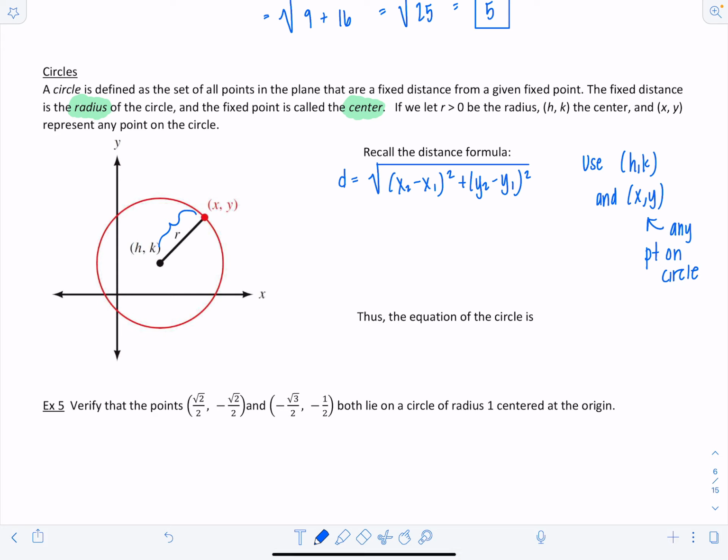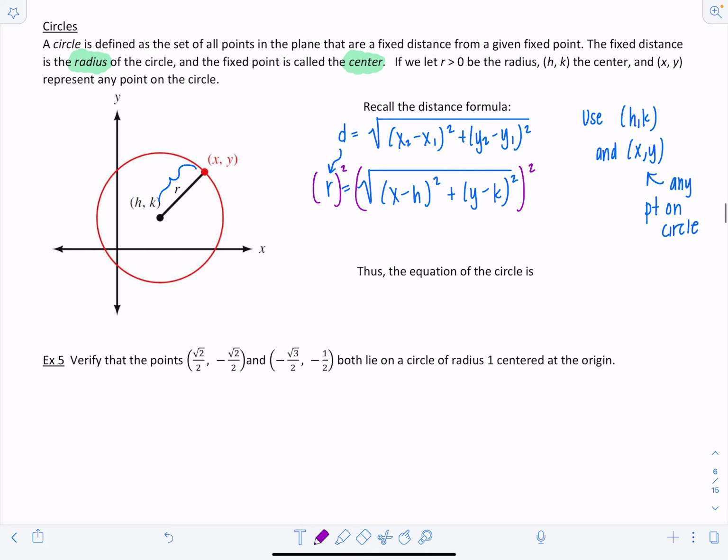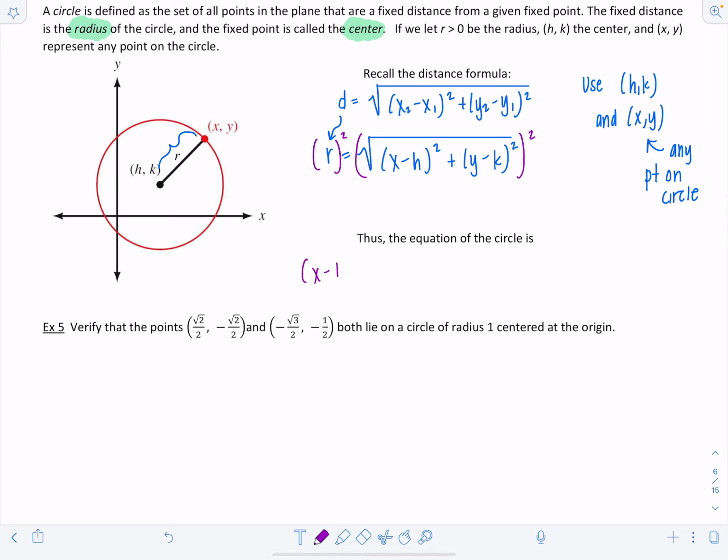Well, I know the distance between those two points is going to equal r. I already know that. And so this is equal to the square root of x minus h squared plus y minus k squared. And then if I go ahead and square both sides to get rid of the radical, now I have the equation of the circle that we most commonly use, which is x minus h squared plus y minus k squared is equal to r squared. So when you're working with circles and you're asked to find their equation, this is the form that you want to put it in.